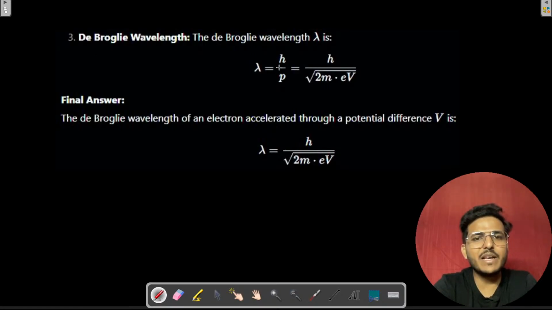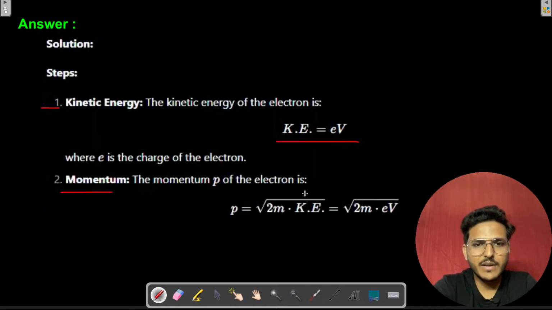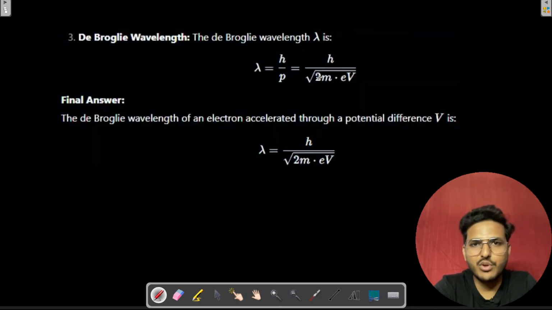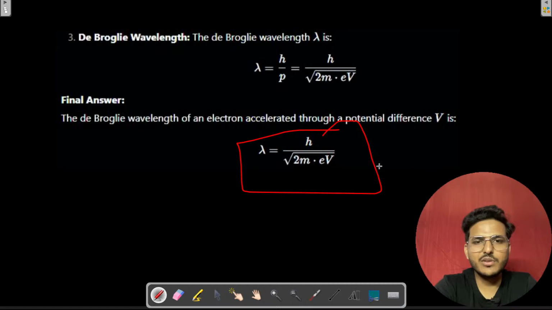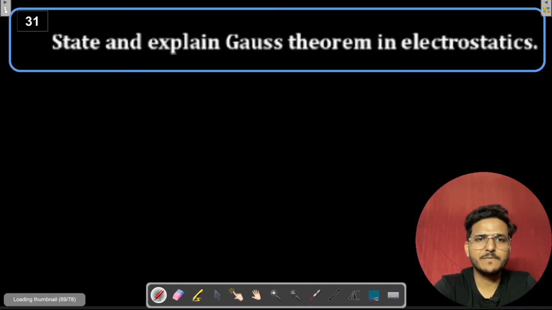Third step is what? Lambda equals h upon p. p is under root of 2m eV. So lambda equals h upon under root of 2m eV.